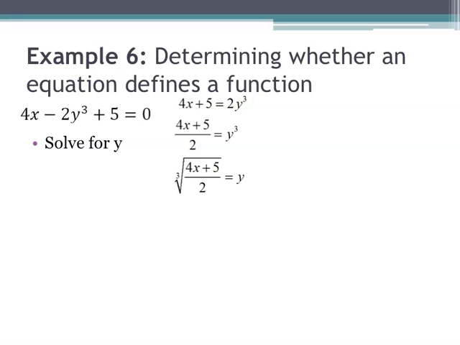Now you have to ask yourself, if I were to plug in a value for x, do I get just one value for y? In this case, yes. So odd roots are going to be functions.